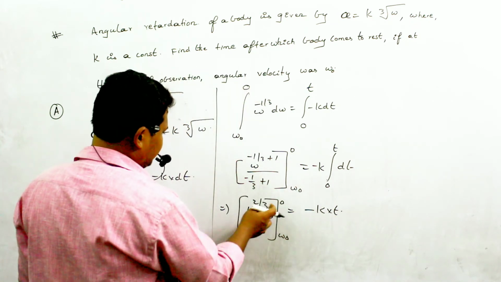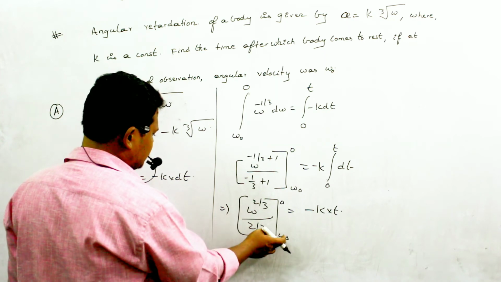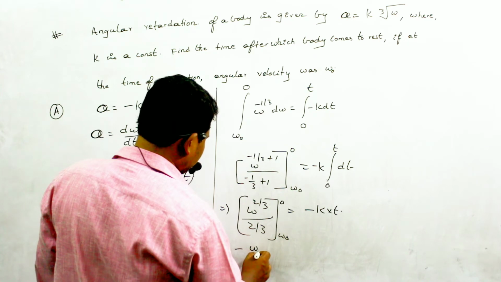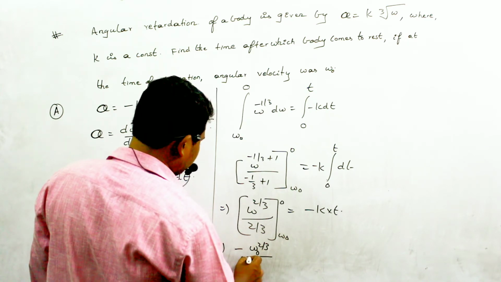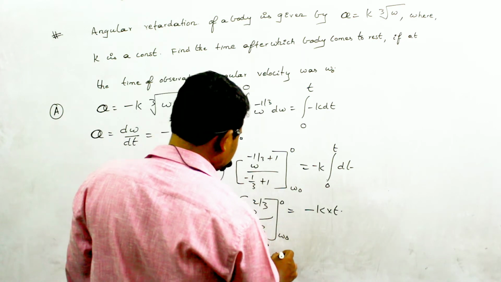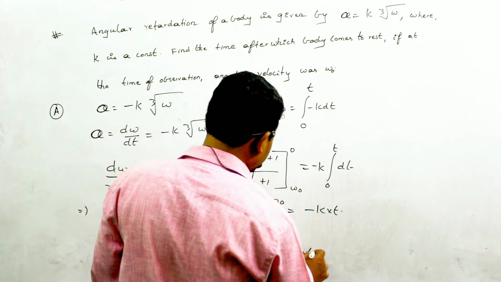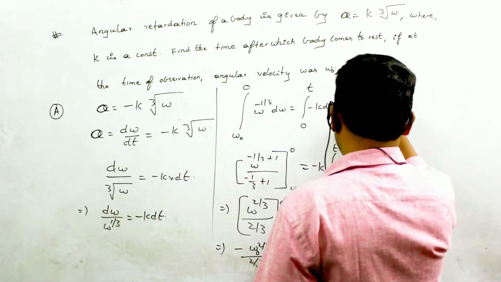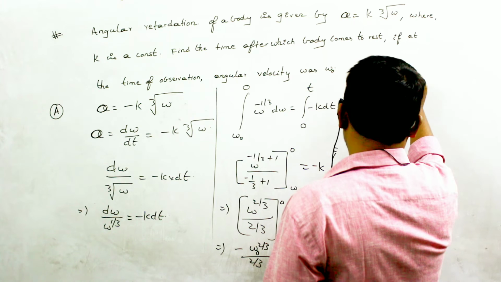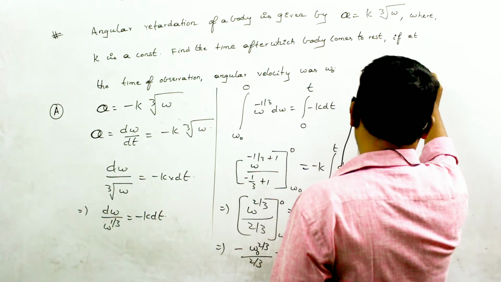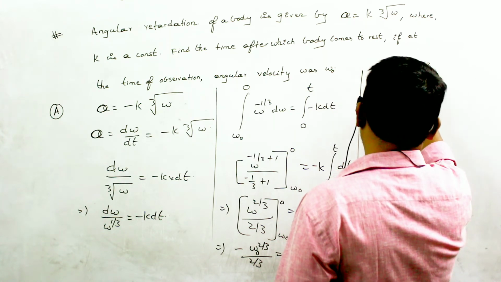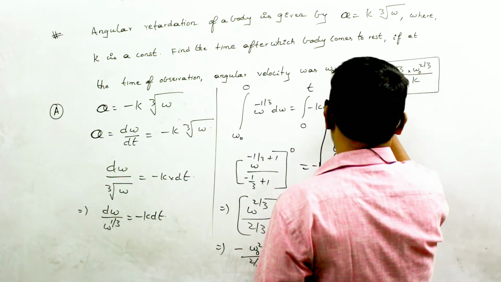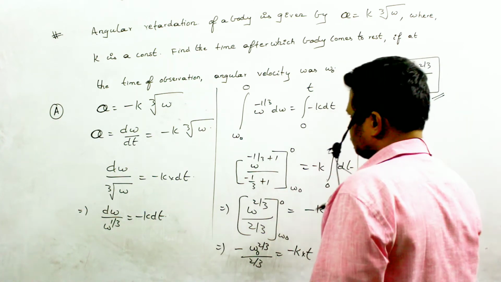If I substitute the upper limit 0, the total value will become 0, so I am substituting the lower limit. Therefore I will get minus omega naught power 2 by 3 divided by 2 by 3 equals minus k into t. Minus minus gets cancelled. So finally I will get t equals 3 by 2 into omega naught power 2 by 3 divided by k. After this much time, the body is finally going to stop. So this should be the answer to my question.